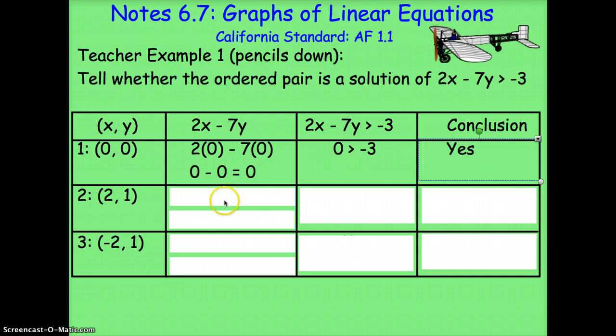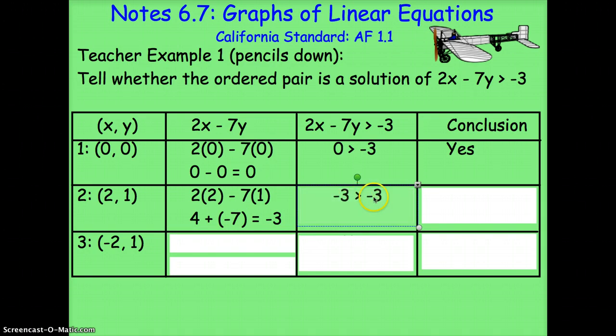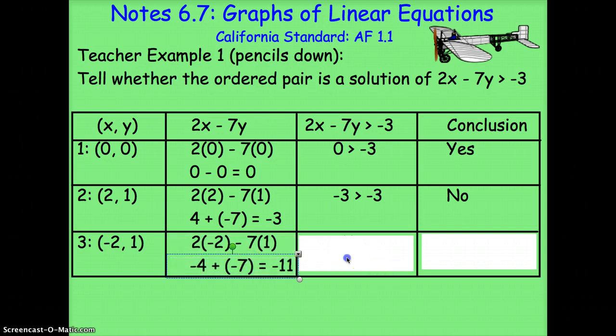You're going to do the same thing here on problem number 2. Plugging your numbers in, multiply, and then subtract. 4 plus negative 7, because of course it was 4 minus 7, so I did skip, change, change. And you end up with negative 3. Negative 3 is greater than negative 3, and of course we know that is not true because it is equal to negative 3. Okay, and finally, negative 2, comma 1. Plug our numbers in and solve, and we end up with negative 11. Negative 11 is greater than negative 3, and of course that is also not true. So our answer is no.